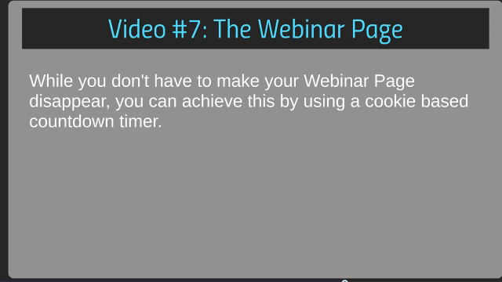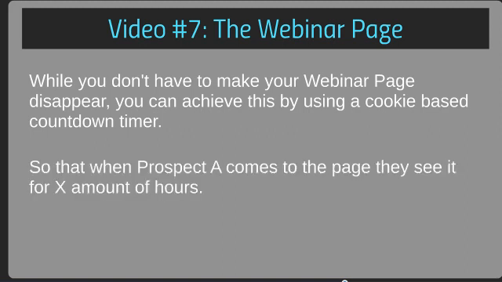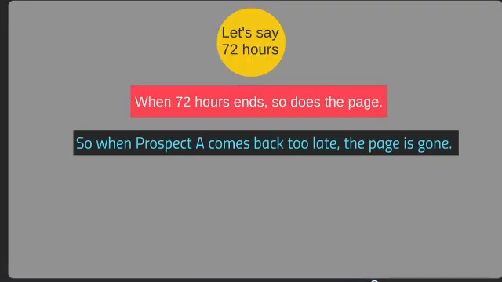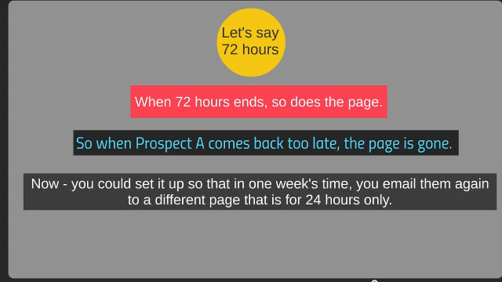Now, while you don't have to make your webinar page disappear, and you don't necessarily have to use the close or anything like that, you can achieve this if you want to by utilizing a cookie-based countdown timer. So that when prospect A comes to the page, they see it for, let's say, 72 hours. They're warned that it's going to disappear, and when they come back to the page after it has ended, it will have disappeared. So 72 hours, it ends, so does that page. If they come back, the page is gone.